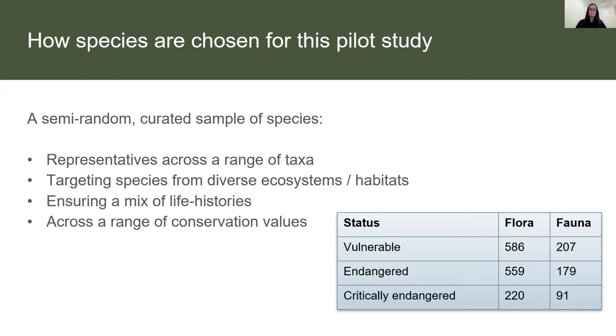We're especially interested in making sure that we can capture examples of uniquely Australian species, and especially those with unique life history strategies, such as marsupials, monotremes like the platypus, and desert-adapted species, and so on. And in relation to conservation values, we're targeting both threatened and non-threatened species, as well as charismatic and less well-known species. So let's look at two examples.